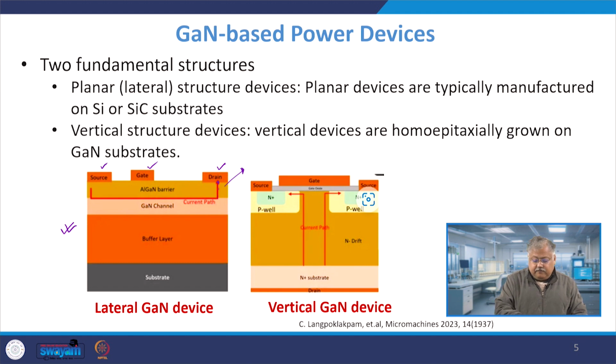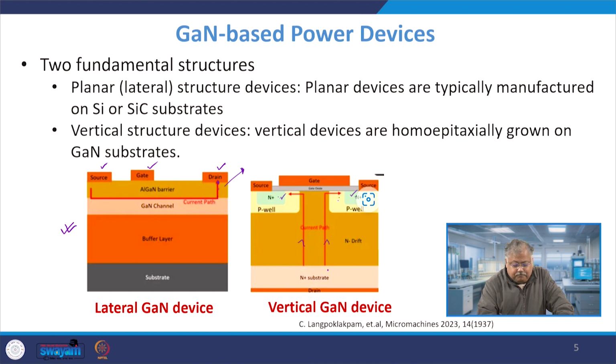Whereas if we come to the vertical structure on the right hand side, then you will see that you have these n plus layers on both the sides. They form source and drain, and the current path is from the n type substrate at the bottom through this n drift layer, and it passes through this region.